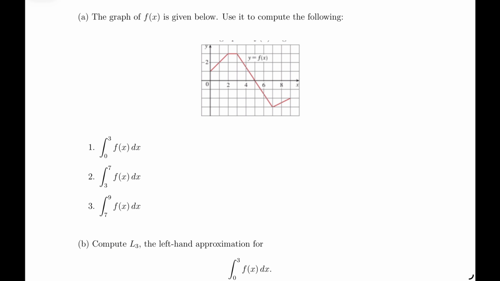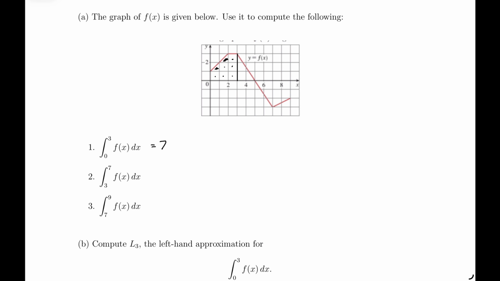So for this first one, we need to find the integral from 0 to 3. So I'll just mark that here. This one's actually pretty simple. We can almost just count it out in terms of boxes. Each box is 1 by 1. So this is 1, 2, 3, 4, 5, 6. And then this is half a box here and half a box here. So that makes 7.